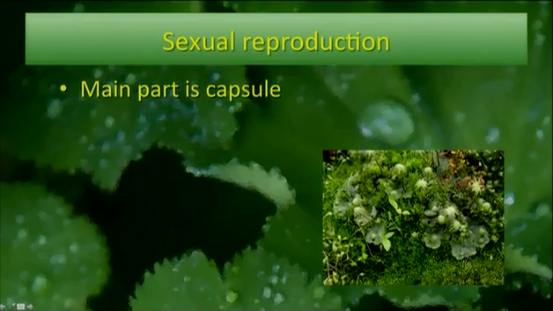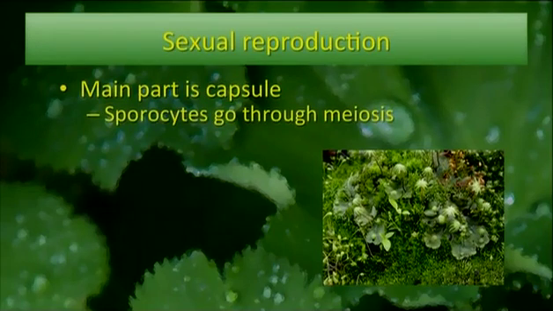Under here is where the sporophytes would be, and they're brownish or maybe a creamish color, depending on the species. This here is a female gametophyte, thalloid liverwort, and these are the female gametophores. The main part of the sporophyte is a capsule. Cells inside called sporocytes undergo meiosis in the capsule.